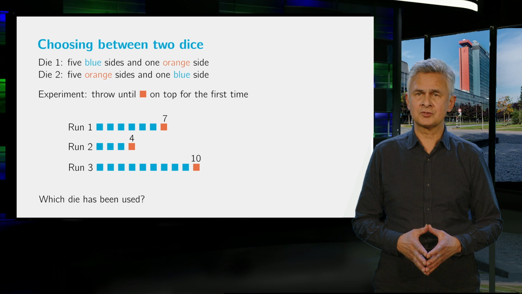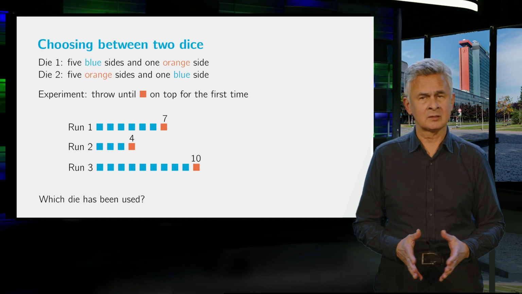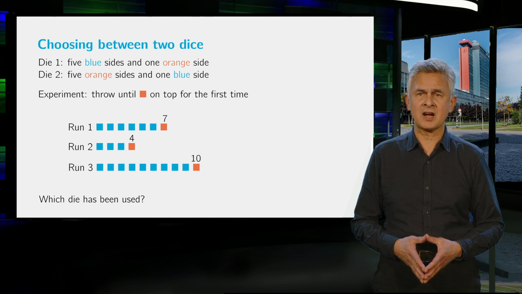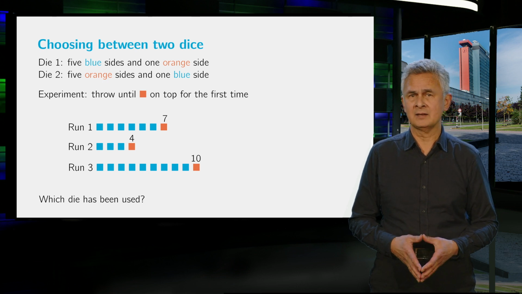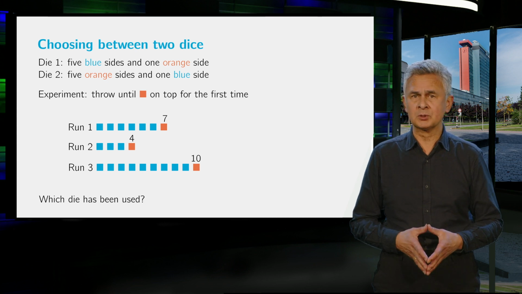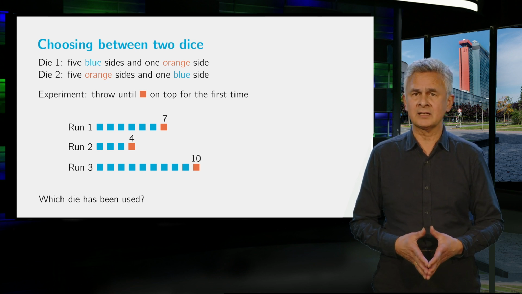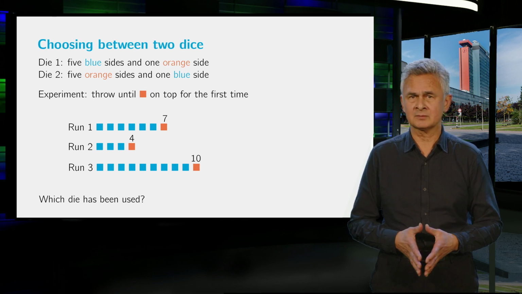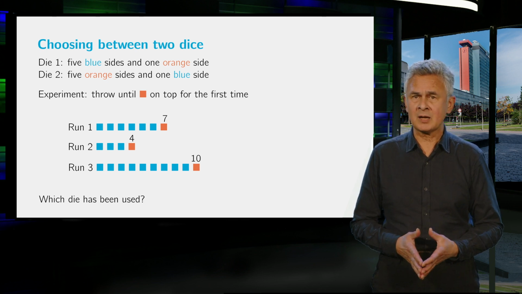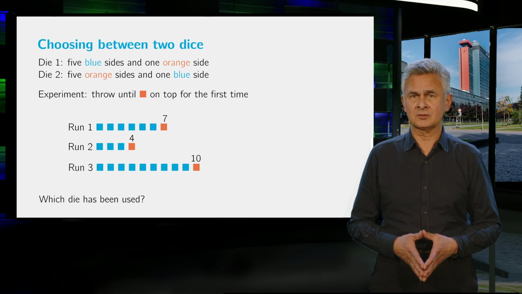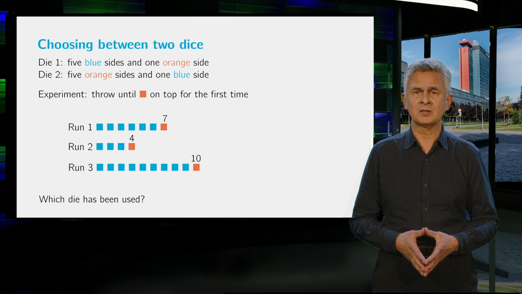You probably chose die number 1. Well, you are not the only one. Most people will choose die 1, and if you ask them why, then they will usually answer something like, well, with so much blue ending on top, it's more likely that die number 1 has been used. Completely right. But what you have not realized is that this example also illustrates the method of maximum likelihood in a nutshell.